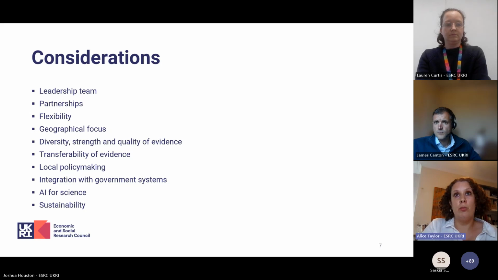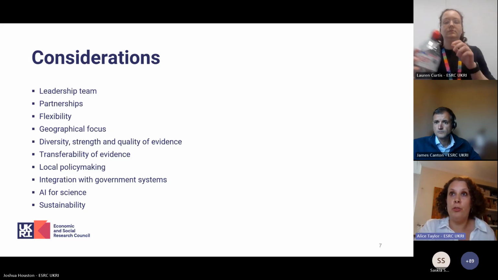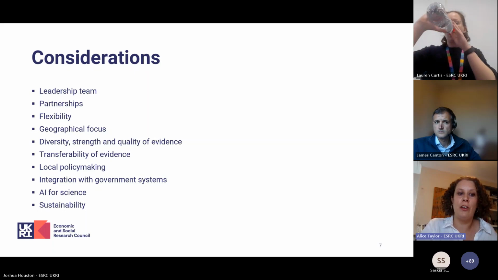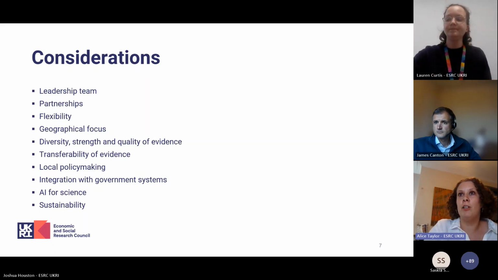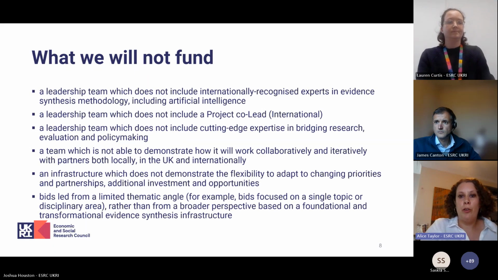We also include in the opportunity a description of what we will not fund. It's always helpful to say that. And so if I could have that slide, please. Thought it would be worth quickly running through that list. Apologies, I can't see the slides on the screen, so let me just refer to them here.